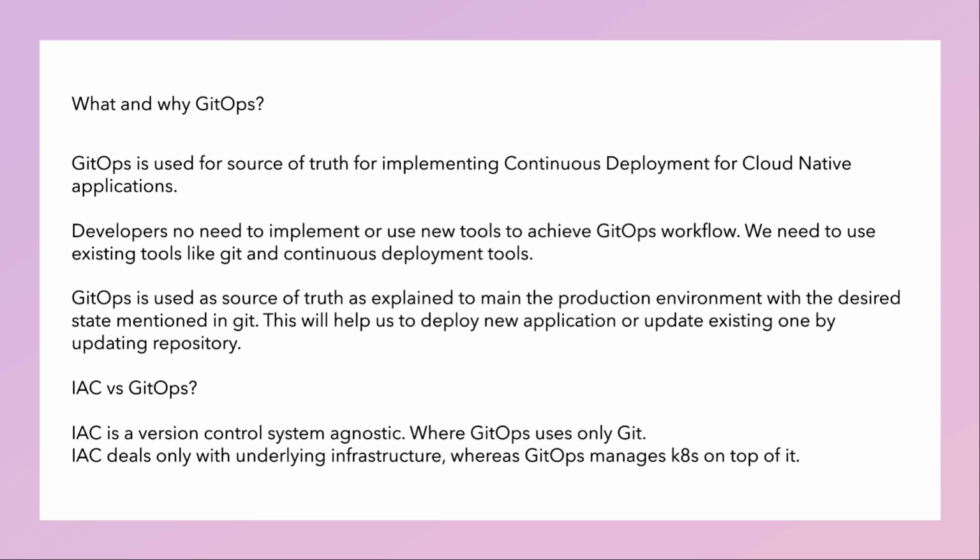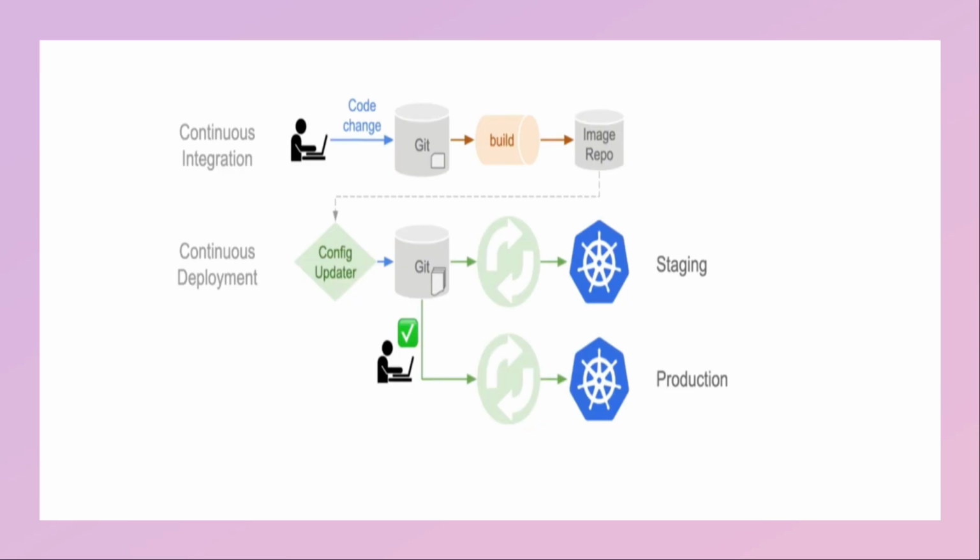That's one thing. And infrastructure as code deals only with the underlying infrastructure, whereas GitOps manages Kubernetes on top of it. Let's say you have written some infrastructure as code, you can do some underlying infrastructure configuration, with Ansible and all, and do something else on that particular infrastructure. Whereas with GitOps, on top of your Kubernetes, you are trying to deploy your applications. So you're managing above the Kubernetes. That's a major difference between infrastructure as code and GitOps. So now you understood where and when we have to use it, right? With these two points. Now, how it looks.